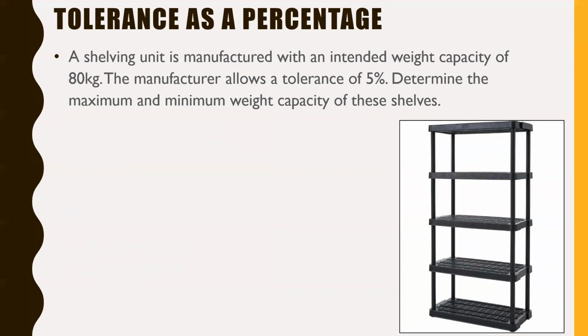So when a tolerance is listed as a percentage, you have to compare it to what the weight capacity actually is as a real number. So as 80 kilograms. 5% of 80 kilograms can be found just by multiplying 80 kilograms by 5%. Remember, 5% is actually 0.05 because it's 5 out of 100. That's what percent means, right? So 80 times 0.05, that's actually 4. So our tolerance as kilograms is actually 4 kilograms.